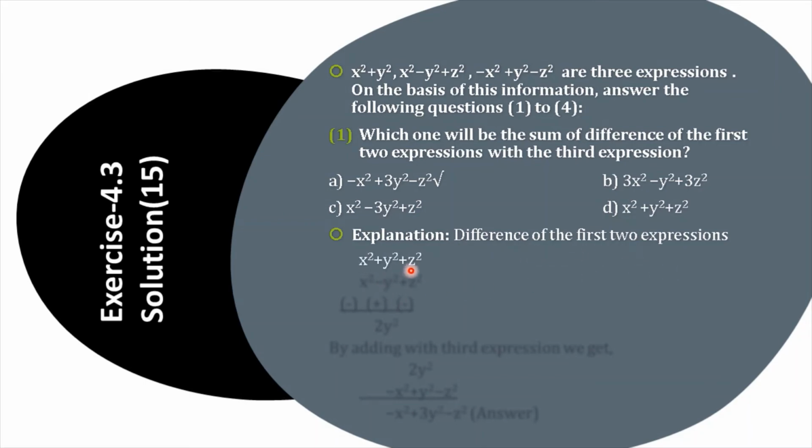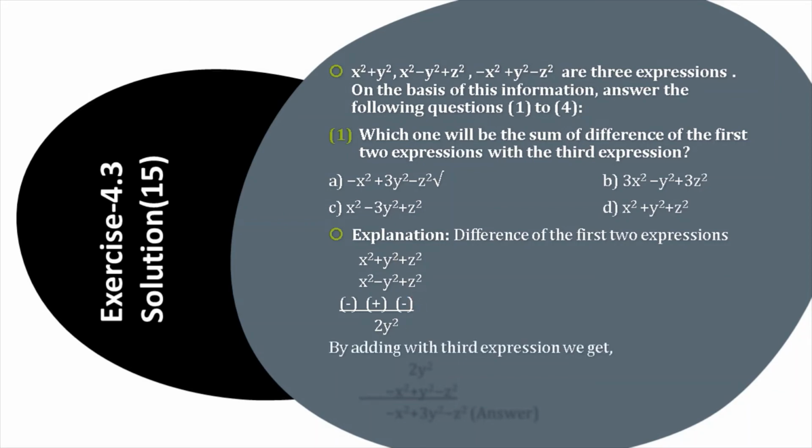x² plus y² plus z² and x² minus y² plus z². If we subtract, we have to change the sign, my dear. That's why the positive sign will become a minus sign and the negative sign will become a plus sign. As you can see, plus x² minus x², plus and minus, that would be subtract, so there will be 0. Plus y² and plus y², that would be 2y². Plus z² minus z², that would obviously be 0.